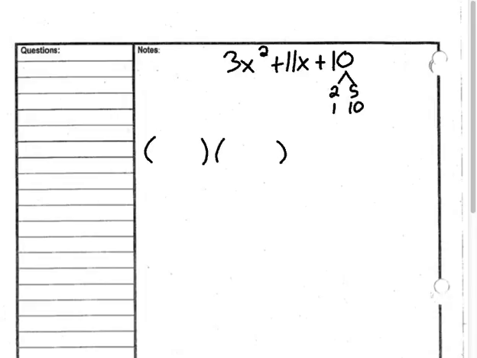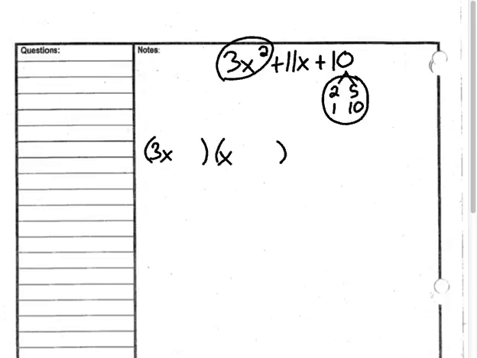If I'm looking at making my two parentheses, this time I need a 3x squared. So that tells me I need a 3x and an x to start this off to give me that x squared. And now I'm going to focus back on these values right here. So now let's put our focus on those and start experimenting to see what we can make happen.